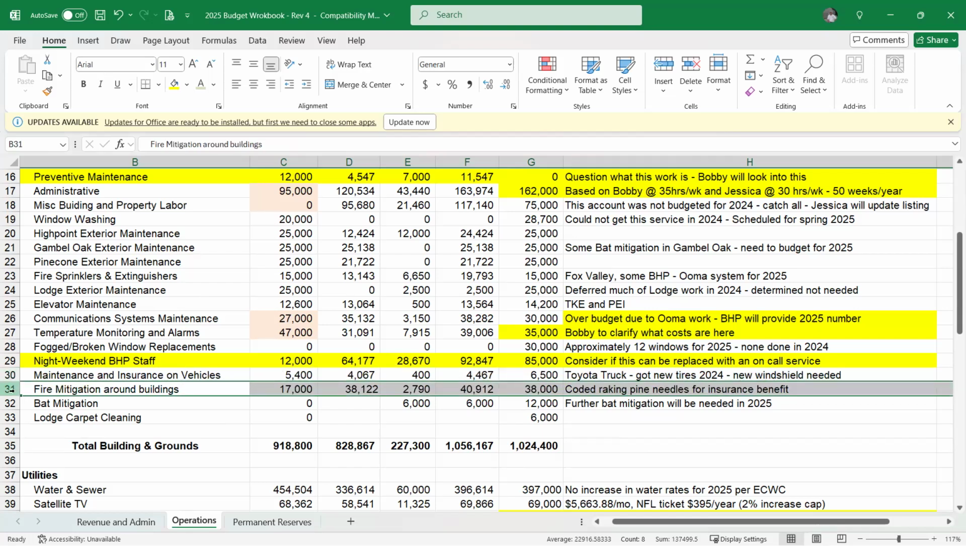Fire mitigation around buildings. We all know how beneficial that is, and that's not something we want to cut corners on, right? What's in that number, Bobby? How much of that is outside services? There's some outside services in there, but any raking we do is in there now. Tree trimming, like I said, we cut a lot of trees down. Is that you or outside? Both.